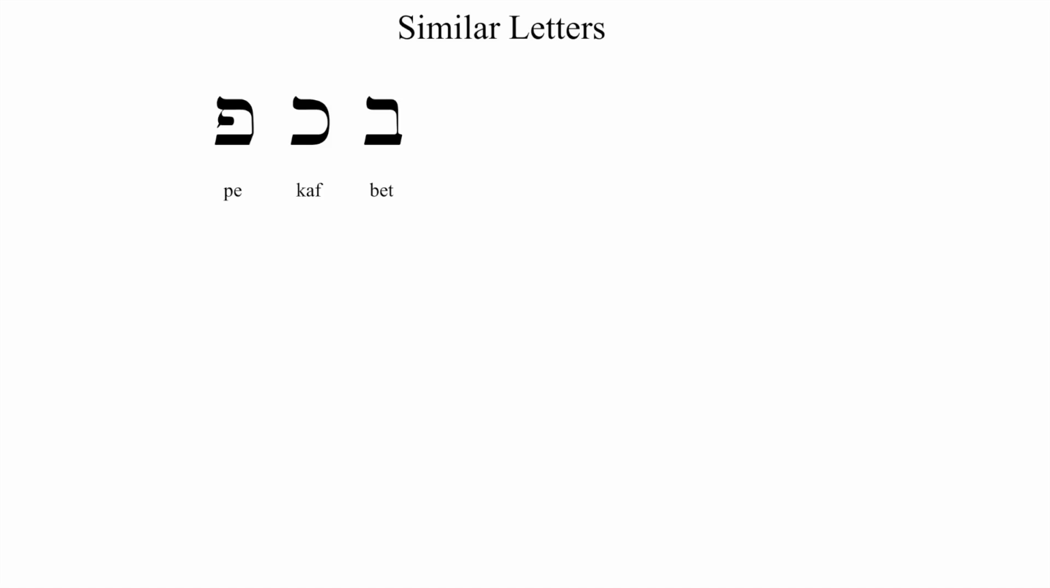In the first cluster, you see Bet, Kaf, and Pe. And you'll notice that the Kaf, with its curved shape, is very similar to both letters on either side. The Bet has a flat baseline, though. It has a little projection that sticks out to the right. The Pe has a projection that protrudes into the center. These distinctions are important to differentiate these letters.